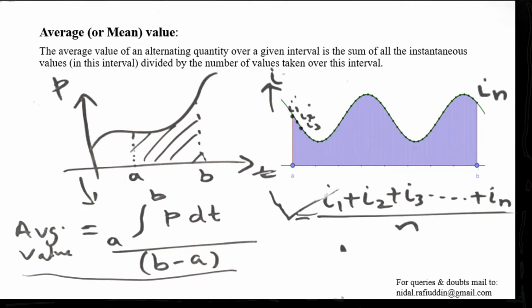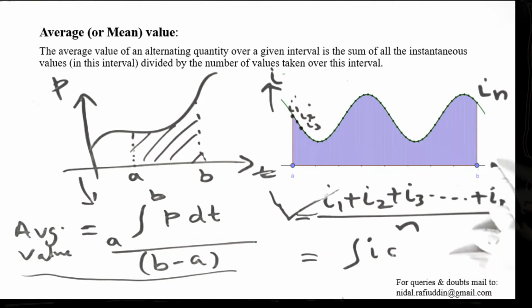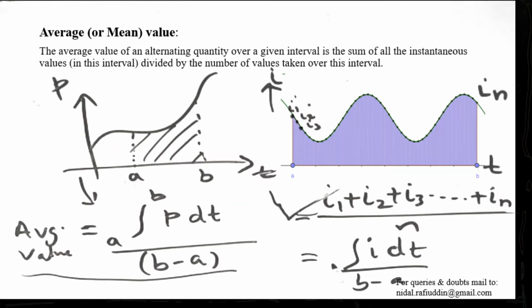And likewise we can write for this case, so let's say this is a curve I, and the x-axis represents t. So this can be written as I dt divided by B minus A, and the integration will be taken from A to B. So the limits are from A to B because this is the range in which we are interested to compute the average of the curve.